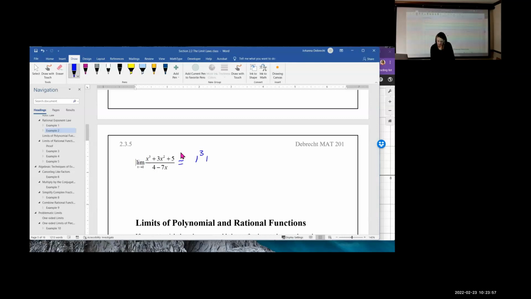So I do 1 cubed plus 3 times 1 squared plus 5 over 4 minus 7 times 1, which would still give me the 1 plus 3 plus 5 over 4 minus 7, which is still going to give me -3. Right? And it is much, much shorter.